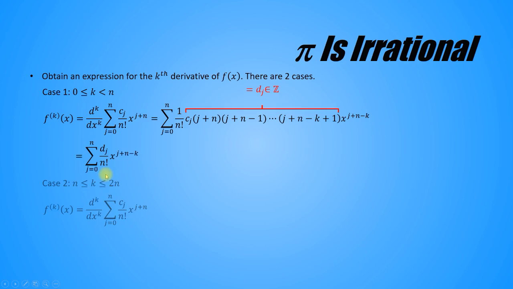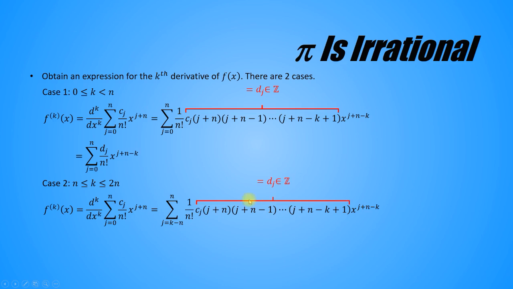The second case is where k is between n and 2n. So once again, I'll let the kth derivative operator act on f. This time, k is large enough so that the derivatives of some of these terms will be 0. To get rid of those 0 terms, we'll start the sum at k minus n instead of 0. Other than that, the kth derivative looks the same as it did in case 1. Once again, we'll group these factors together and call them d_j, which is an integer.